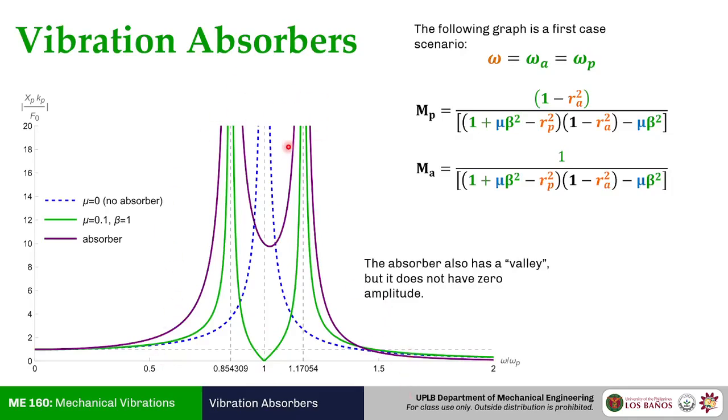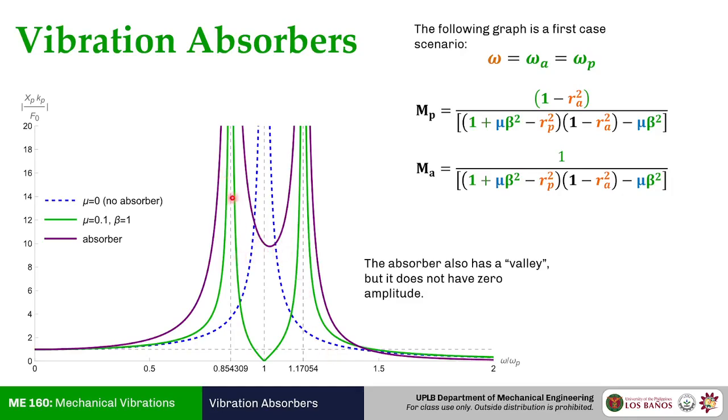And what you notice here is that the absorber also has a valley inside R equals 1. But it's no longer equal to 0. And if you notice, the infinite peaks of our absorber coincide with the 2DOF natural frequencies. And that is because the absorber and the primary system are now connected. They are behaving as a new system that has its own shared properties.